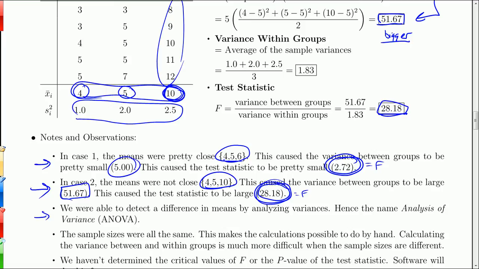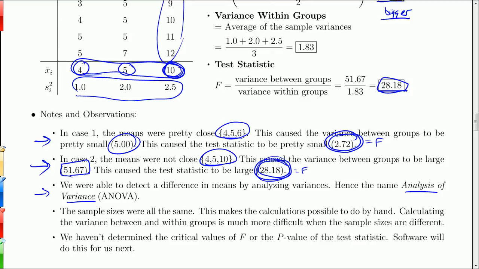So we were able to detect differences in means by analyzing variances, and hence the name analysis of variance. You're actually looking for a difference in means, despite the word mean being completely absent from the title. The sample sizes were all the same. That made the hand calculations possible. Calculating the variance between and within groups is far more complicated than this procedure suggests when the sample sizes are different.